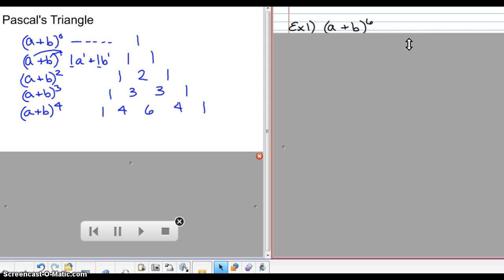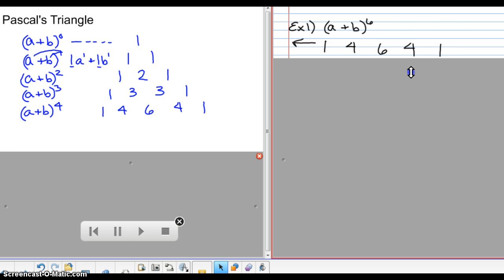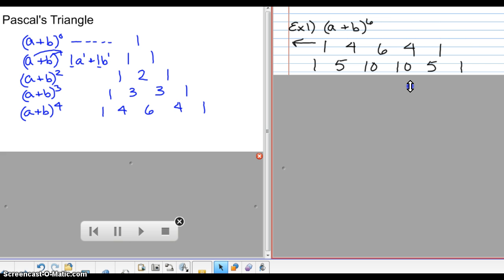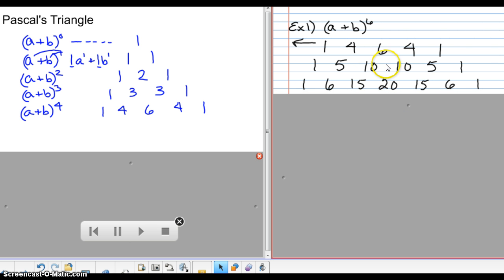Notice on the previous video I asked you what's the next row going to be, and we decided that it would be 1, 5, 10, 10, 5, and 1. Our next row we're going to continue on, bring down the 1, and then add to write down the next remaining terms. So 1, 6, 15, 20, 15, 6, and bring down the 1. These are the coefficients to my terms when I FOIL.